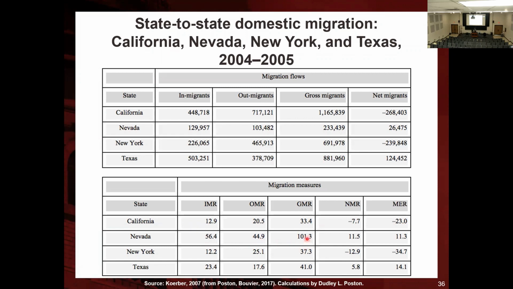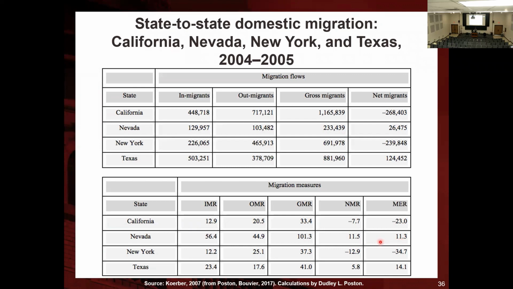Out of 1,000 people living there, 101 either entered or left the state. Again, this number here, you add these two, you get the gross migration rate. And out of 1,000 people living in Nevada, you had 11 more people entering Nevada than getting out, the net migration rate. And for the overall amount of people entering and getting out, 11% more entered the state than got out.